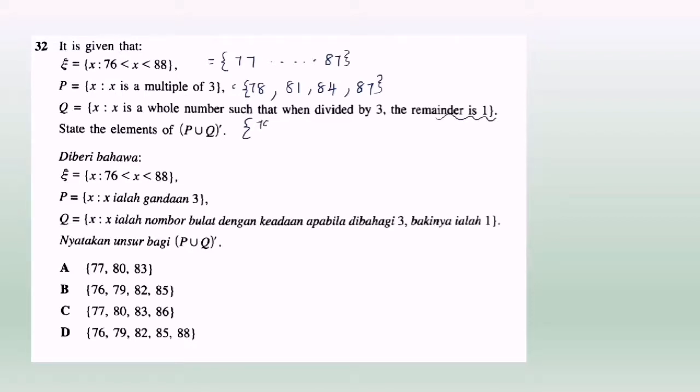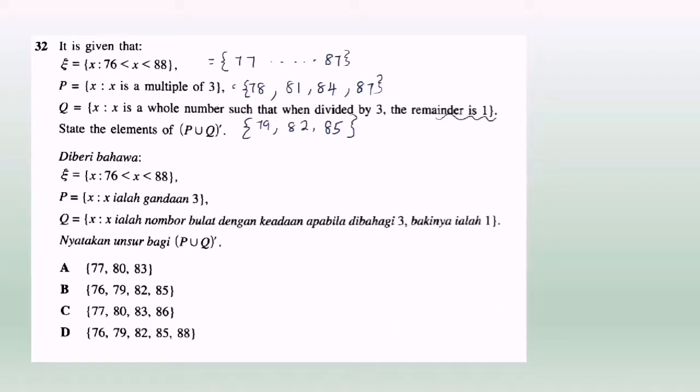So 79, 82, 85, and 88 I cannot put here because our universal set is 77 to 87. List out the set P and Q. Now we find the elements of the complement of P union Q.